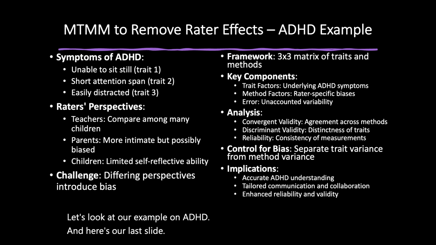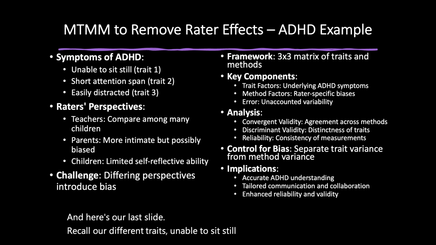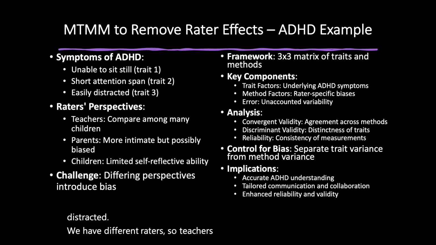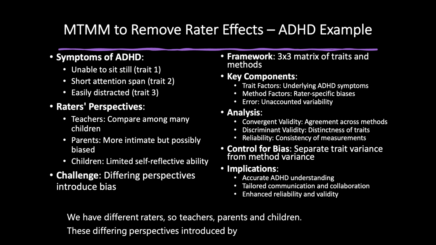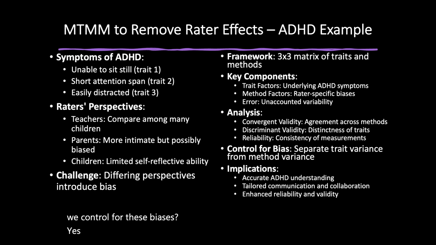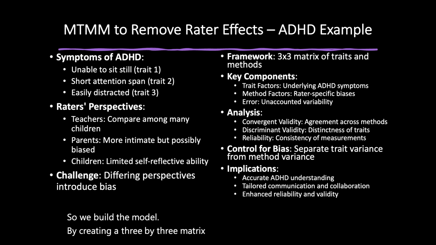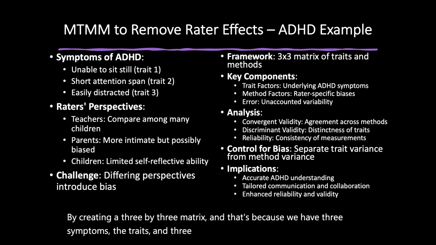Recall our different traits: unable to sit still, short attention span, or easily distracted. We have different raters, so teachers, parents, and children. These differing perspectives introduce bias into behavioral ratings. And can we control for these biases? Yes, and that's where MTMM-CFA comes into play. So we build the model by creating a 3x3 matrix. And that's because we have 3 symptoms, the traits, and 3 methods, teacher, parent, and child self-report.